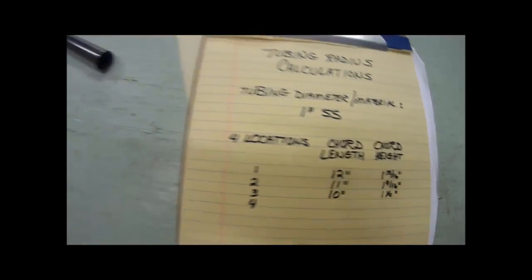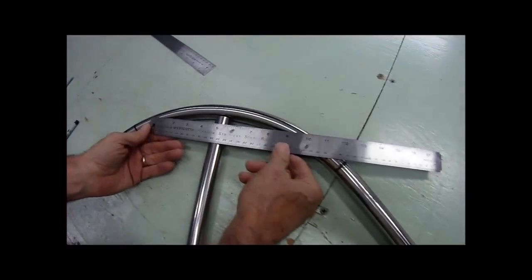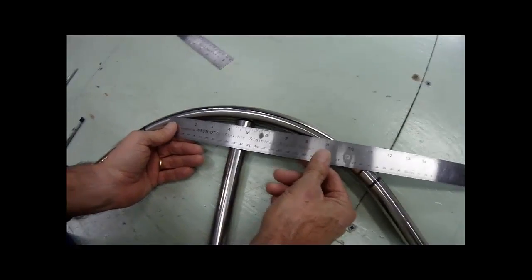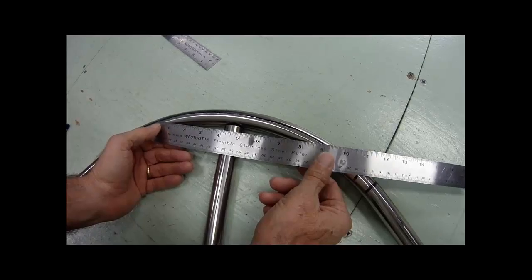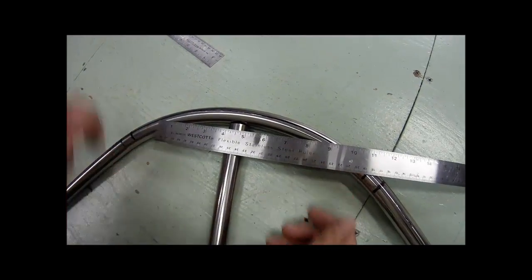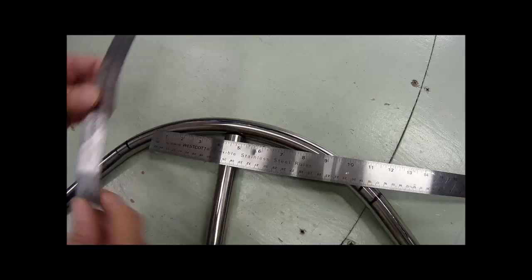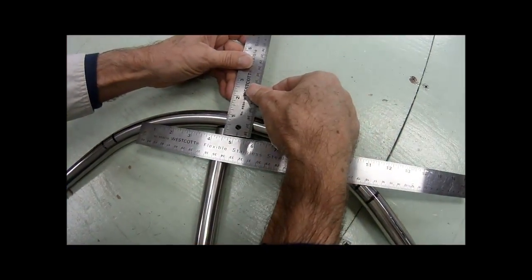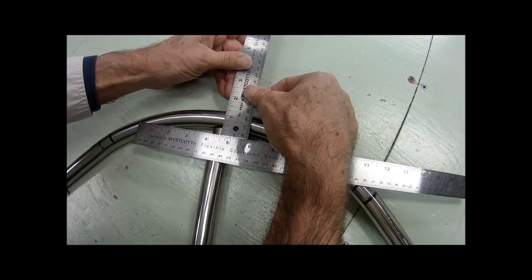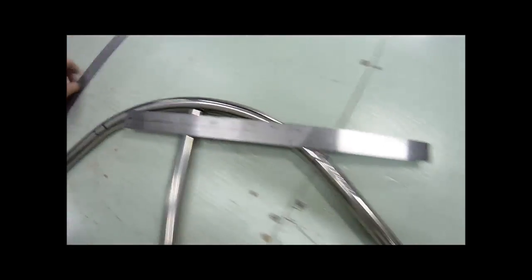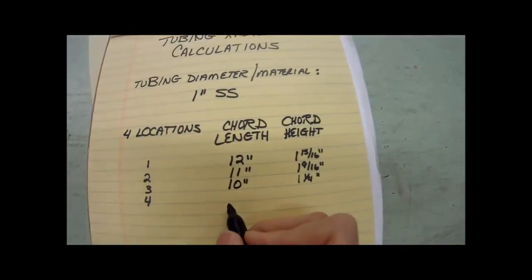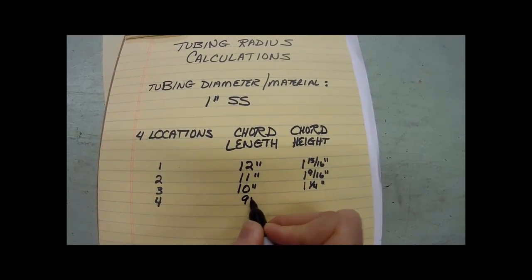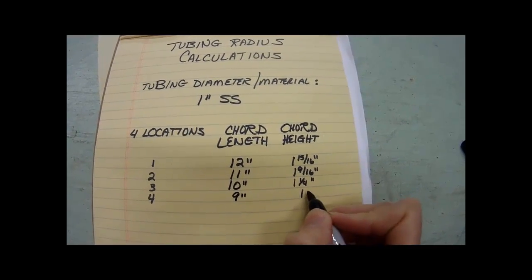All right, we're going to go ahead and do this one more time. Now you can do it 5 or 6 times if you want. The more you got, the more accurate you're going to be. So let's go ahead and set it at 9 inches now. So we got 0 at one center line and 9 at the other. And at 4.5, we're going to come straight up. And we're going to read, in this case, 1 inch. So for location 4, the chord length is 9 inches, and the chord height is 1 inch.